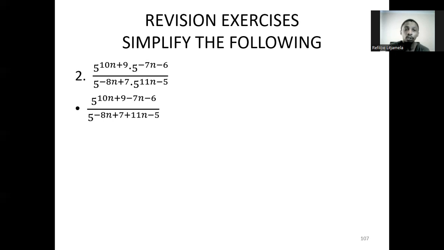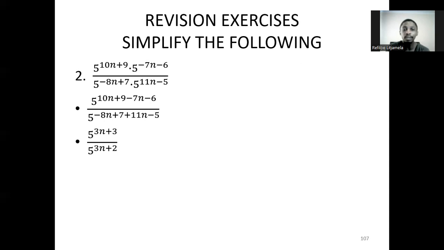Now, when you look at your like terms, you've got 10n minus 7n in the numerator. That'll give you 3n. In the denominator, you've got minus 8n plus 11n. That will give you 3n as well. In the numerator, I've got 9 minus 6. 9 minus 6 is 3. In the denominator, I've got 7 minus 5. 7 minus 5 is 2. So you end up having this.